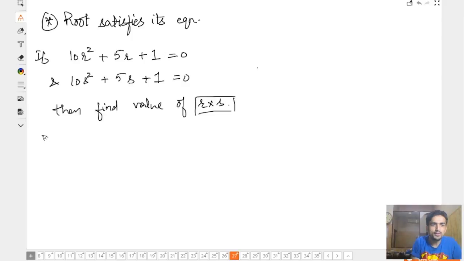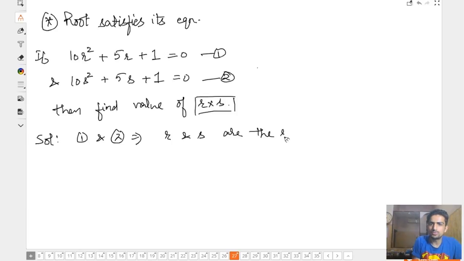But the moment you analyze one thing, how many of you cannot understand this statement I'm going to write? Those who can understand, just say, sir, I can understand. R and S, 1 and 2. 1 and 2 implies R and S are the roots of 10x square plus 5x plus 1 equal to 0. Very good, Vidhirana.